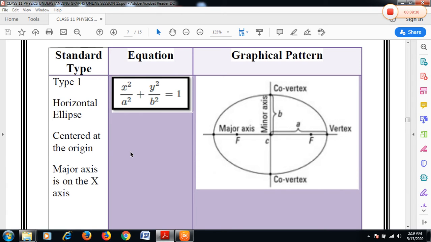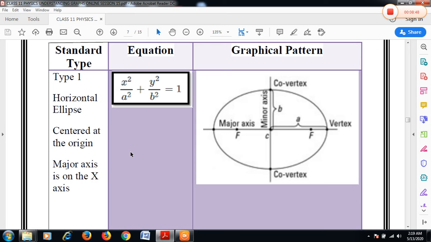The first one is the type 1 ellipse, and here we have the horizontal ellipse. Number 2, this type of ellipse is centered at the origin. And number 3, the major axis is on the x-axis. Let us have a look at the equation. The equation will be x²/a² + y²/b² = 1. You should remember it like that. And here, as the major axis is on the x-axis, it is a horizontal ellipse.